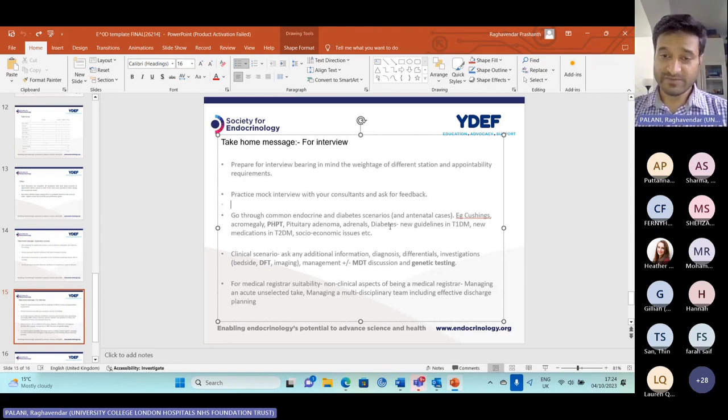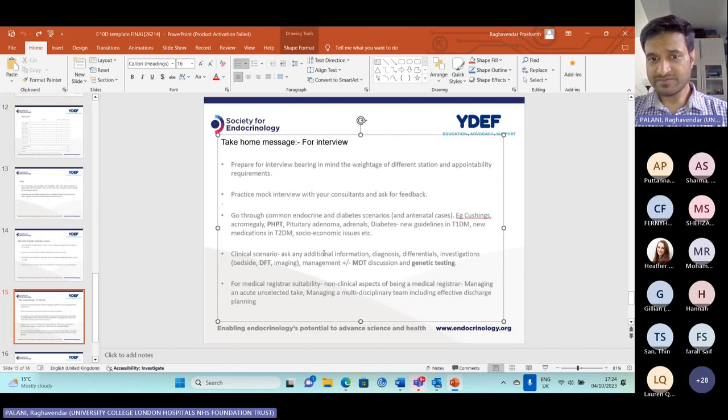And the other thing is, in terms of diabetes, go through the new guidelines in type 1 diabetes, new technology, the new medications. And something in the diabetes station that many candidates might not explore is the socioeconomic issues that these patients with diabetes have. So make sure you discuss those issues in your station.